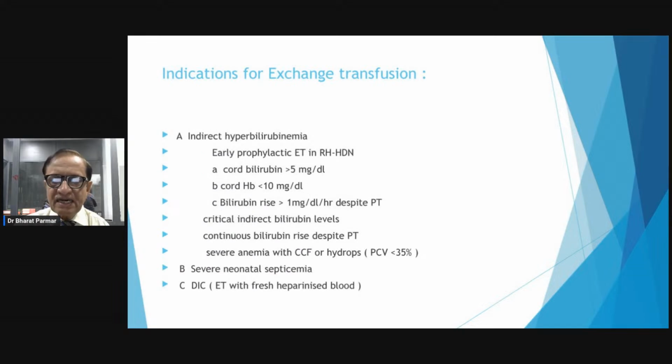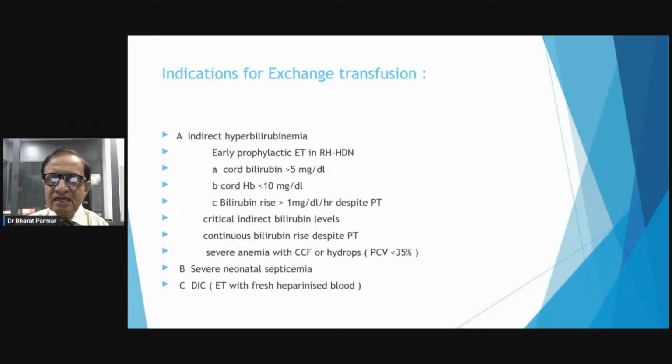Indications of exchange transfusion in case of indirect hyperbilirubinemia: early prophylactic exchange transfusion in Rh hemolytic disease of the newborn, when the cord bilirubin level is more than 5 mg/dL, when the cord hemoglobin is less than 10 mg/dL, and when the bilirubin rises more than 1 mg/dL per hour despite phototherapy. These are the indications of exchange transfusion.